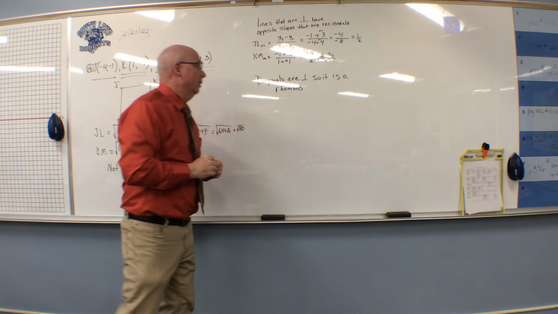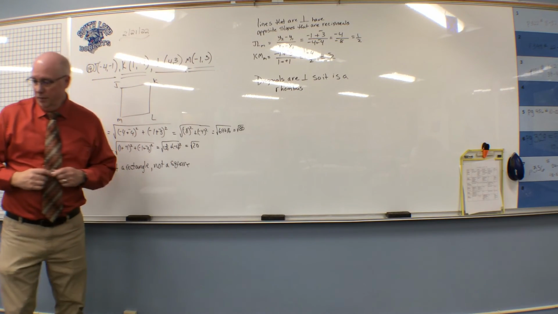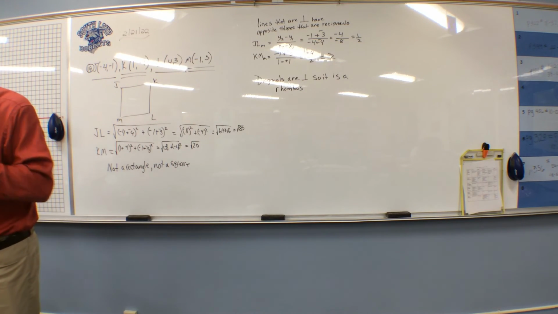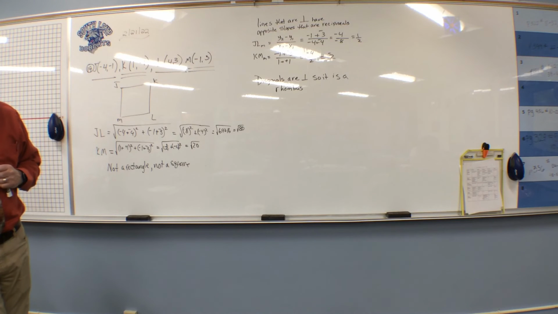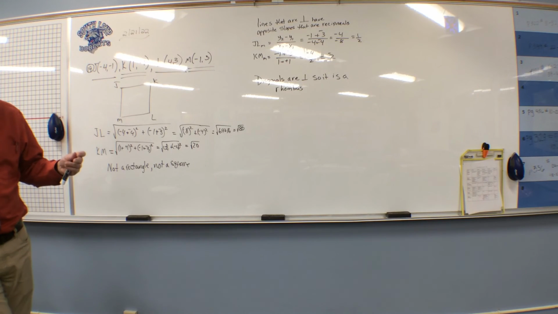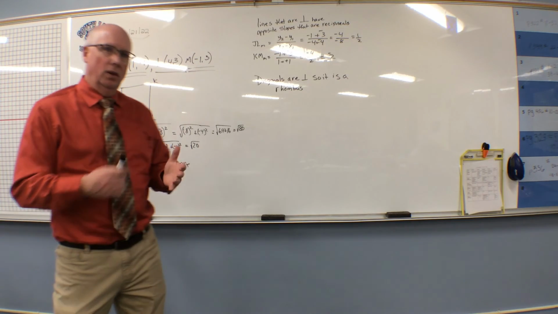Okay, now it could be neither. Wait, so we still have to prove it even if we know it's wrong? Yes, you do have to prove it. So you start with a rectangle. Never start with a square. Start with a rectangle, and if it's not a rectangle, then it's not a square, and then you just have to prove whether it's a rhombus.